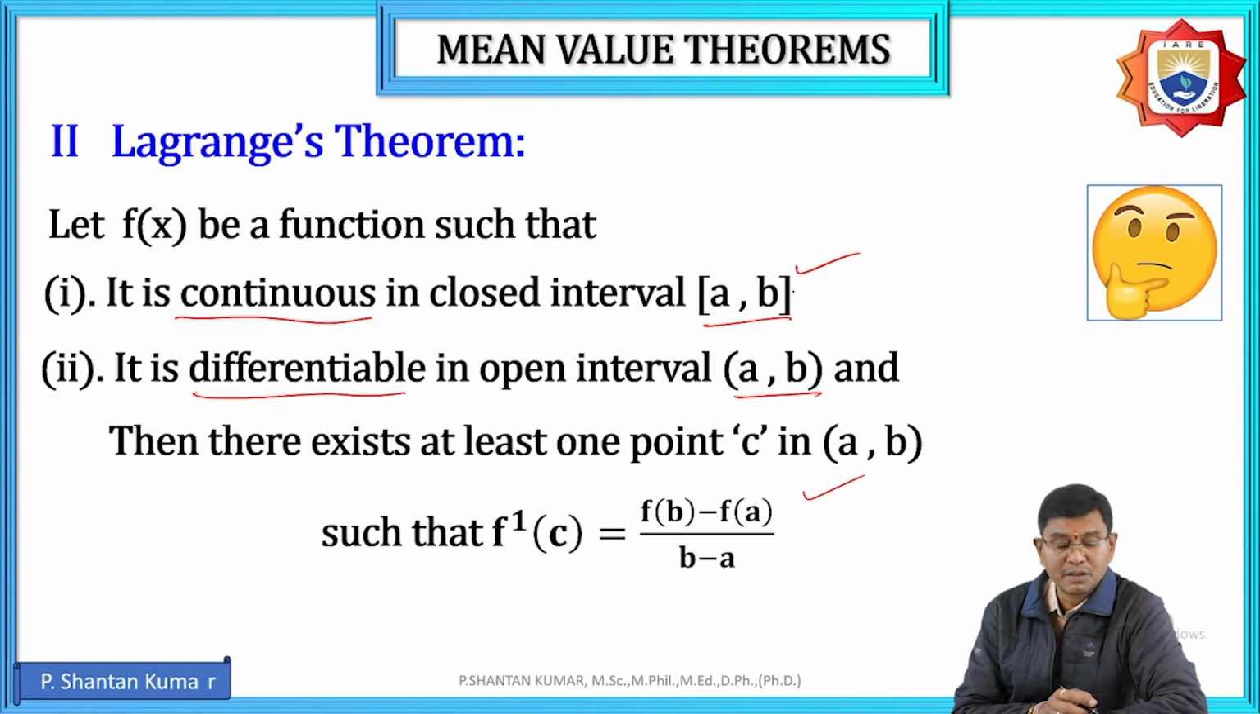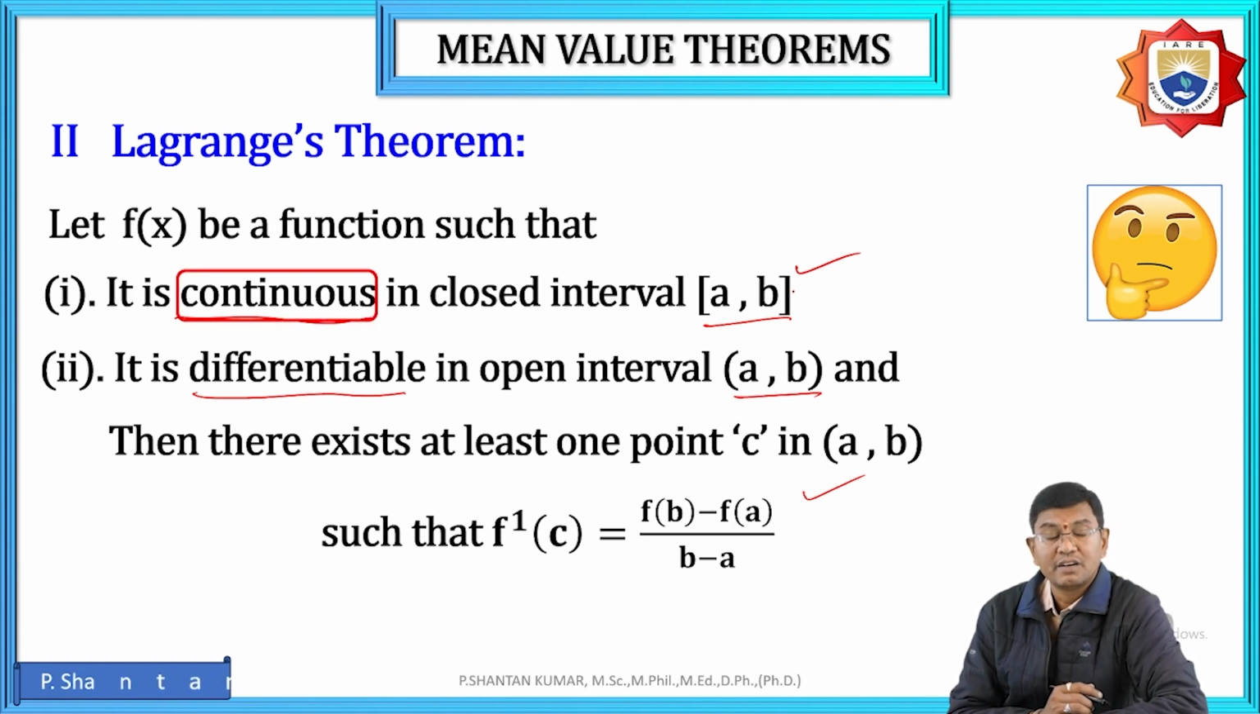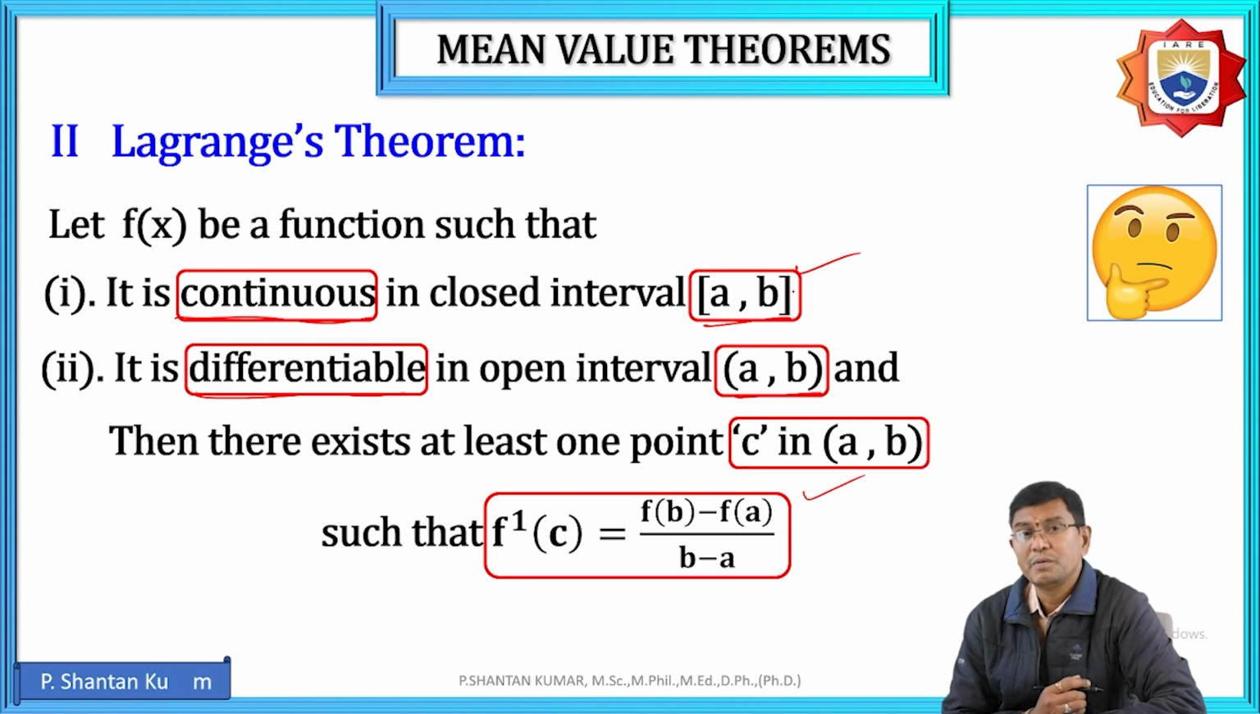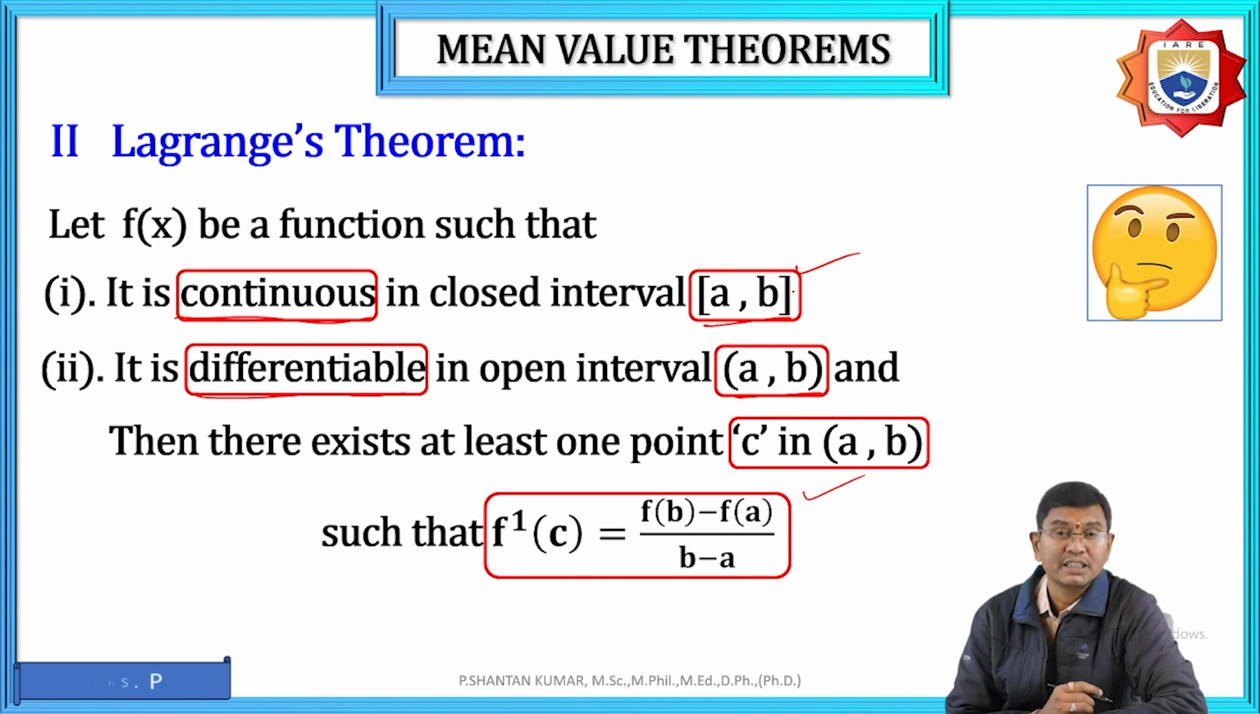Under this definition, two conditions are required. One is continuity in the closed interval [a, b], and again differentiability in the open interval (a, b). Then there exists c belongs to (a, b) such that f dash of c is equal to f of b minus f of a by b minus a.